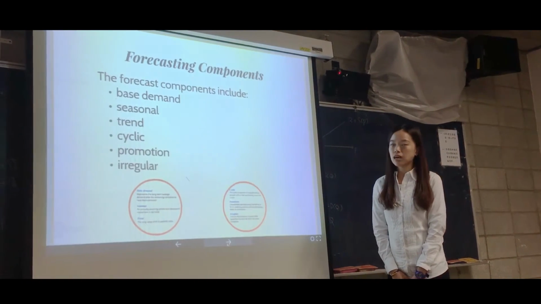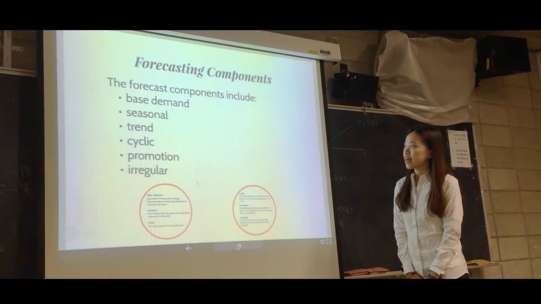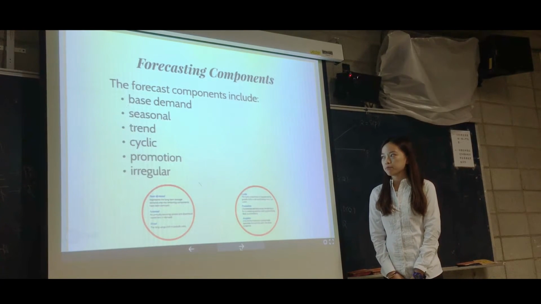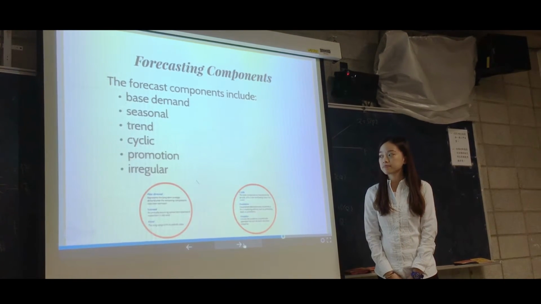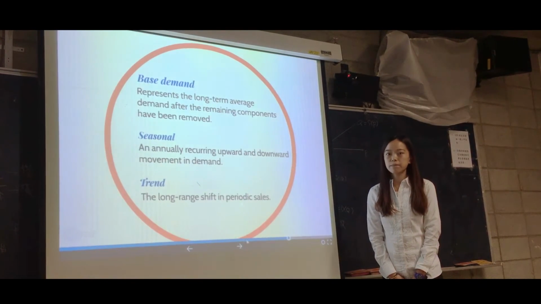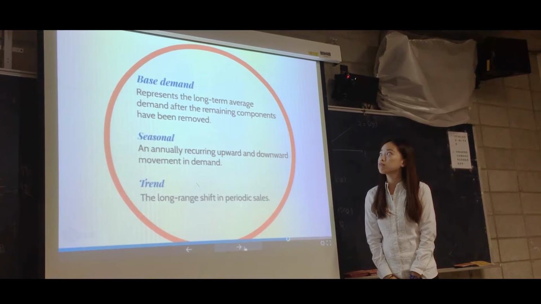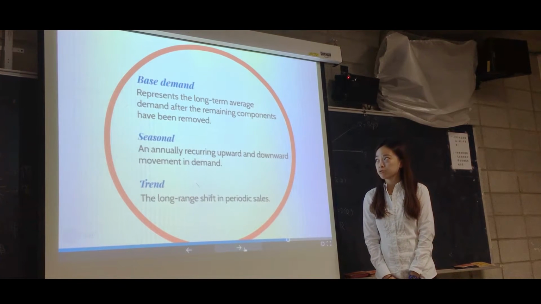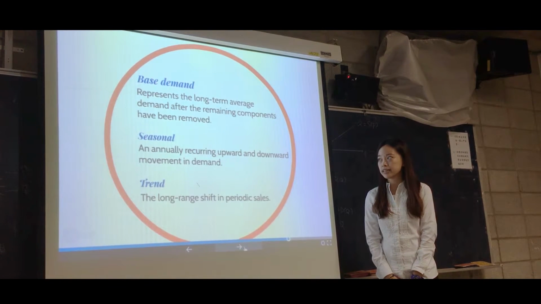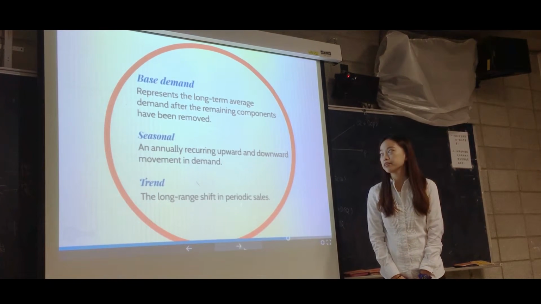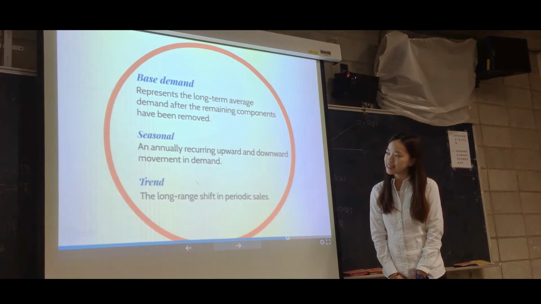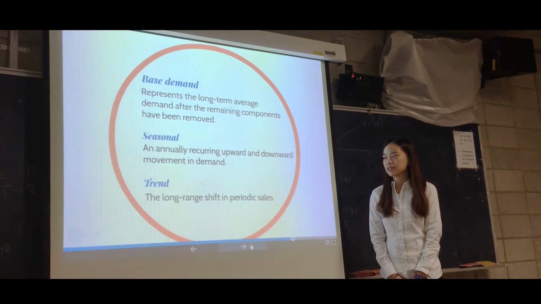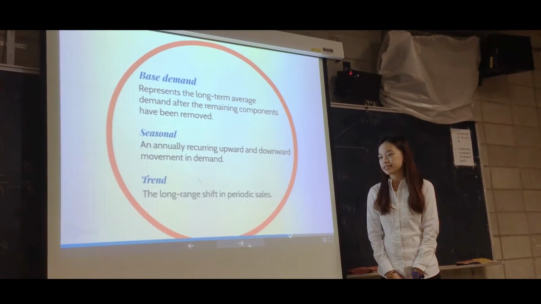And there are some components of forecasting, like base demand, seasonal, trend, cyclic, promotion, and irregular. The base demand represents the long-term average demand after the remaining components have been removed. And the seasonal component is an annually recurring upward and downward movement in demand. And the next one is the trend component. It is the long-range shift in periodic sales.